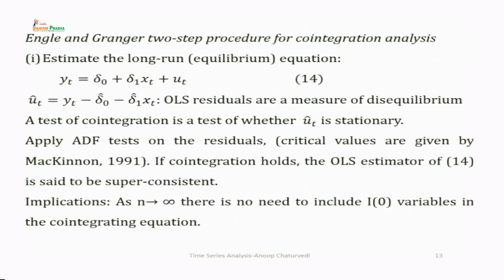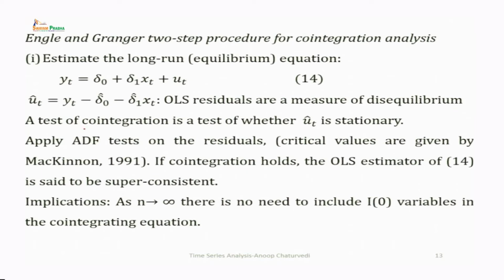Now, we consider the Engle and Granger two-step procedure for the cointegration analysis. In the Engle and Granger two-step procedure, first we estimate the long run or equilibrium equation y t equal to delta naught plus delta 1 x t plus u t, and then we calculate the OLS residuals u hat t, which is equal to y t minus delta naught hat minus delta 1 hat x t. And these OLS residuals are a measure of disequilibrium.